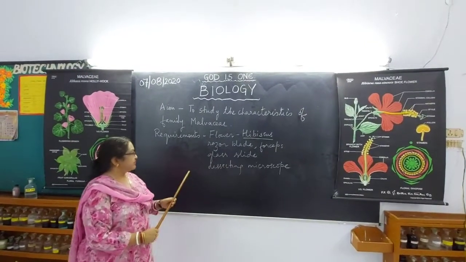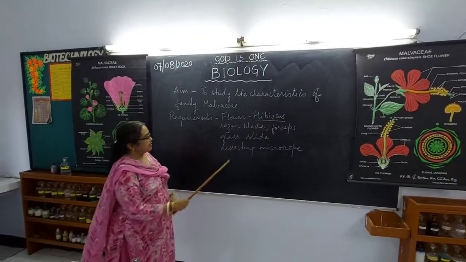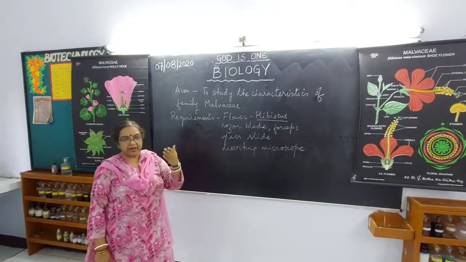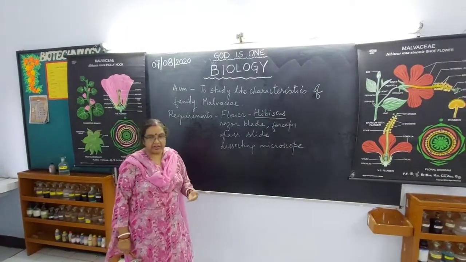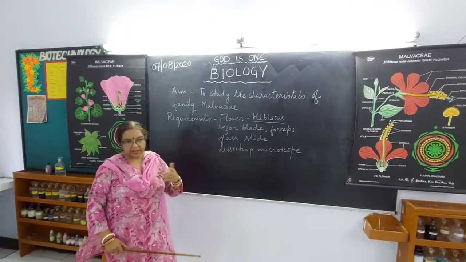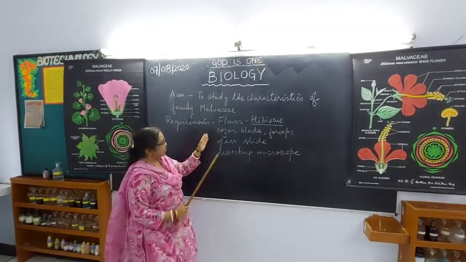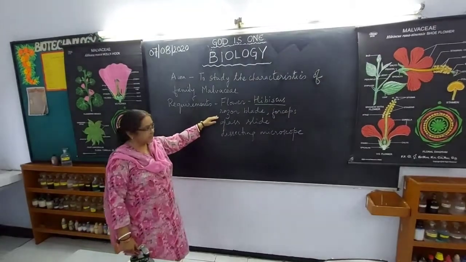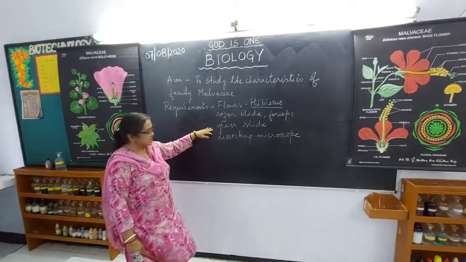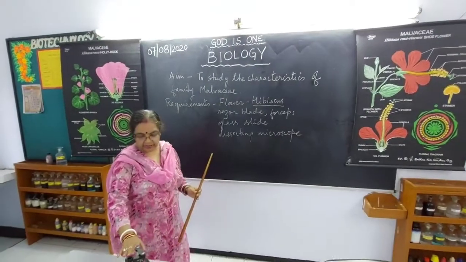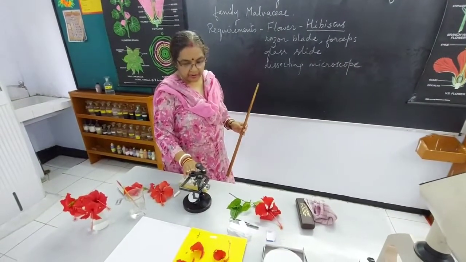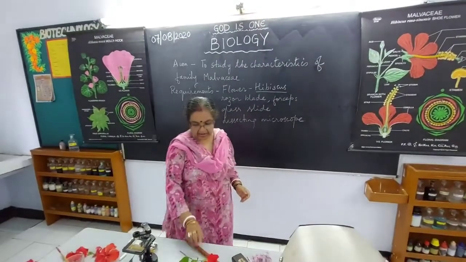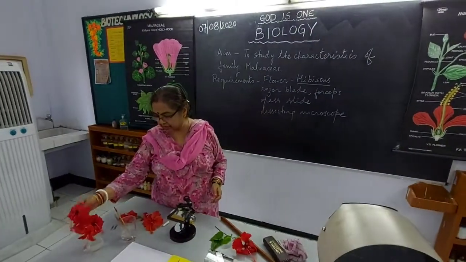of this family. For this, the requirements are flowers of hibiscus. We will be providing you at least 2 flowers because you will require 1 flower for making the longitudinal section and 1 flower for the display of all the parts. For doing a good section, you require a good sharp razor blade, forceps, glass slide and a dissecting microscope. This is the dissecting microscope which you will be using. Now let us first dissect the flower and discuss the different parts of the flower.